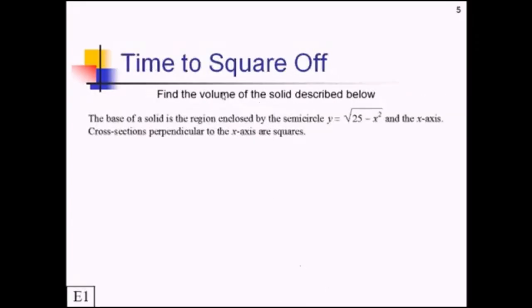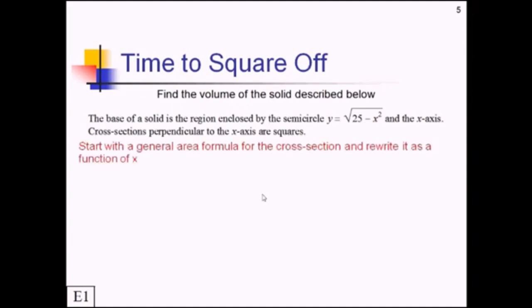At this point, we're going to square off against the warm-up problem. This is the same problem you had in the warm-up. We have that semicircle, cross-sections are squares. But the good news is we don't have to draw it this time. We just have to find the volume. It's actually a lot easier. So we're going to start by figuring out a general area formula for the cross-section, and then putting it in terms of our function x.